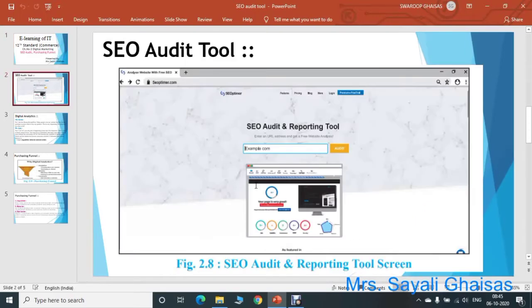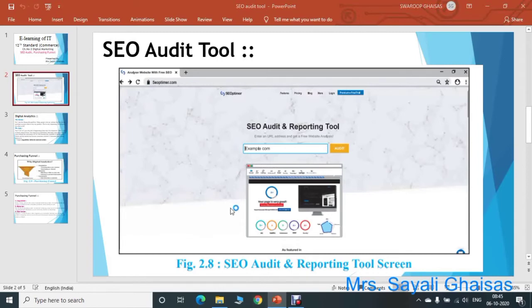By performing an SEO audit you will come to know about some drawbacks in your website and what improvements are necessary in your website. To perform such an SEO audit there are different tools freely available. See here, one of the tools is SE Optimer. This is the interface of this SE Optimer software. Let us have a look over this SEO audit tool.